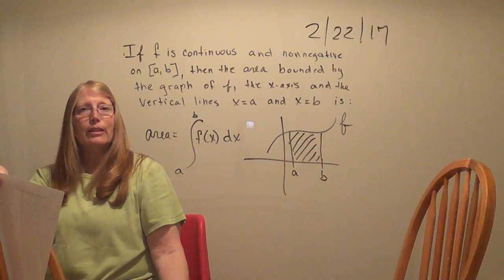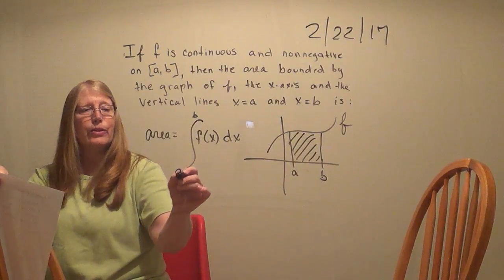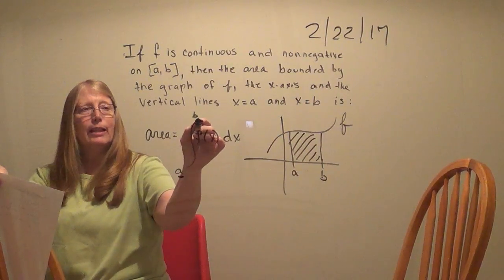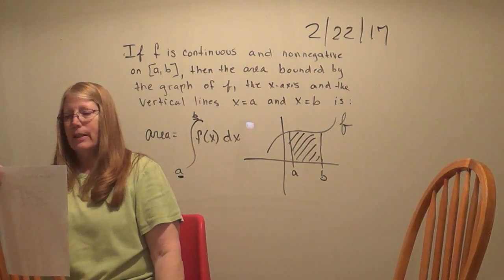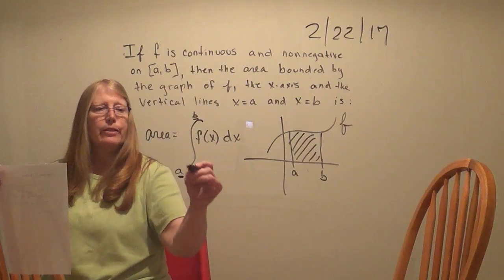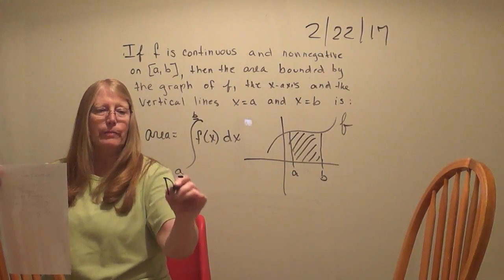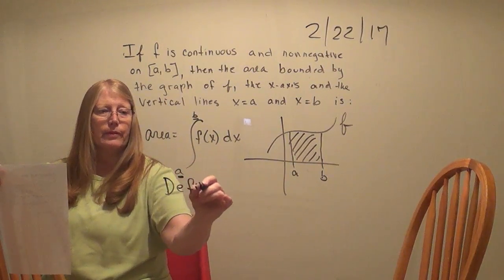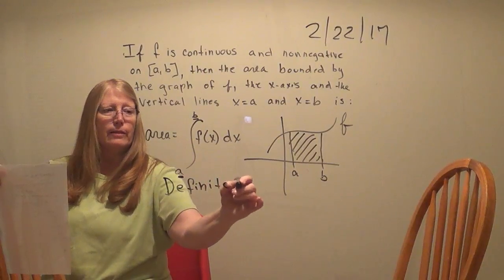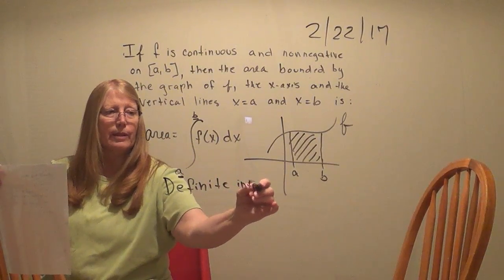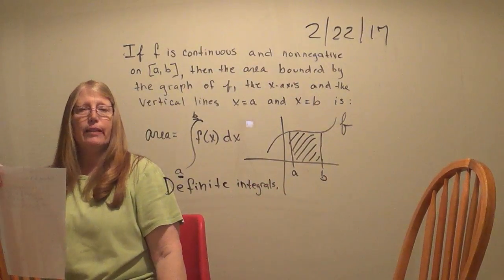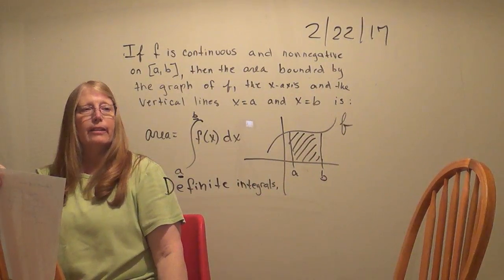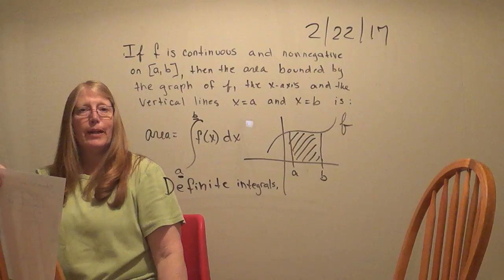And the only thing that you haven't seen as far as integrals is this little number here and this little number here. So write that down and we'll learn more about it. This is called a definite integral. The integrals we were taking earlier were called indefinite integrals, and the answers to those were expressions.